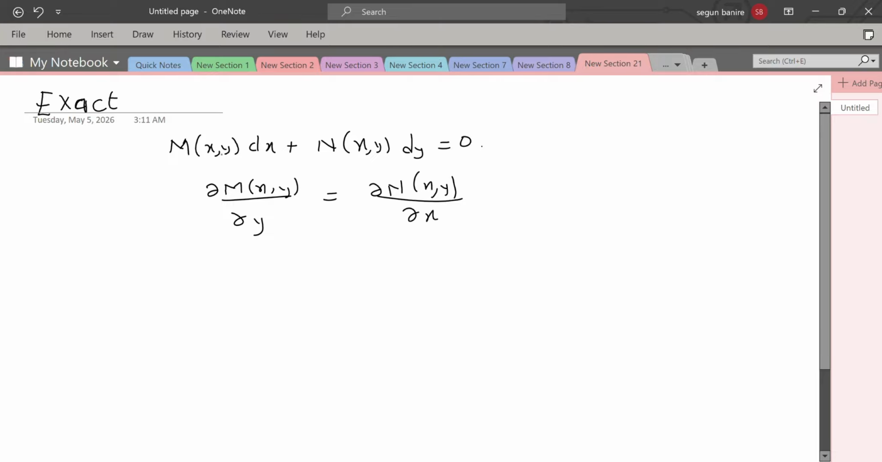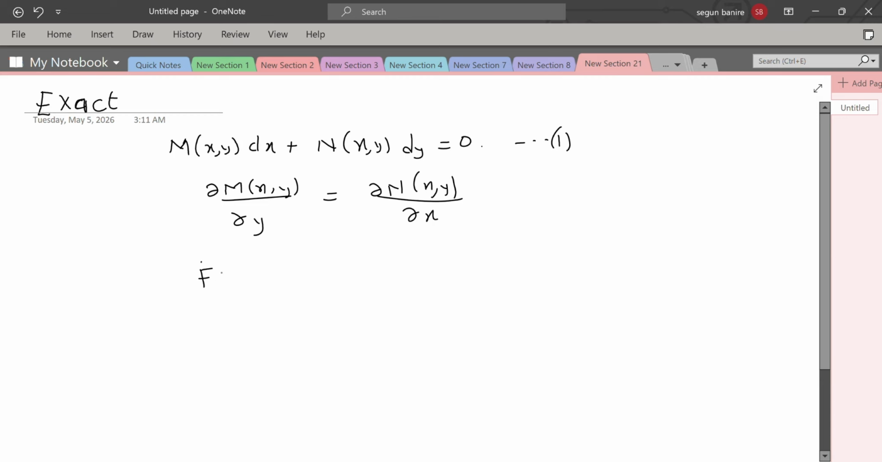So if this condition holds, this written form, let's say equation 1, in this given differential equation, it is said to be exact if this condition is satisfied. So how do we arrive here?